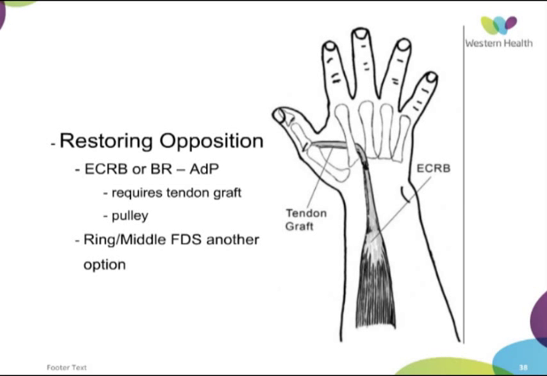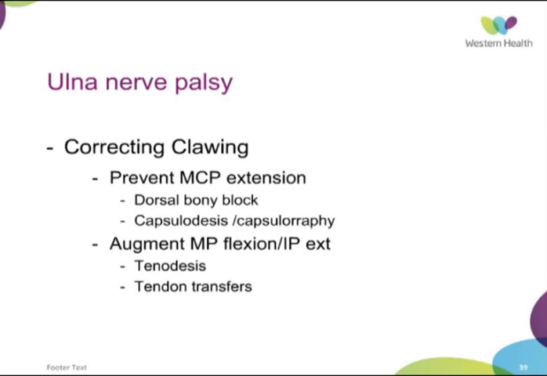For opposition, generally we use ECRB or brachioradialis, and because these tendons are much shorter, you want to get a tendon graft, whether it be an autograft or allograft, and run that round the second or third metacarpal to again help with the line of pull. You can also use a ring or middle FDS, which is another option.